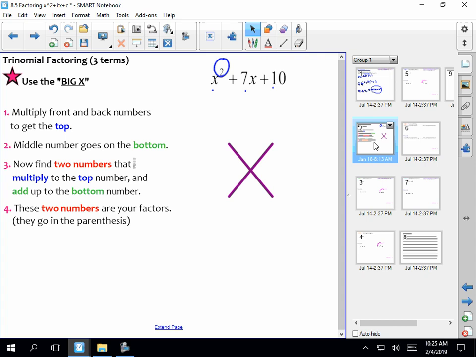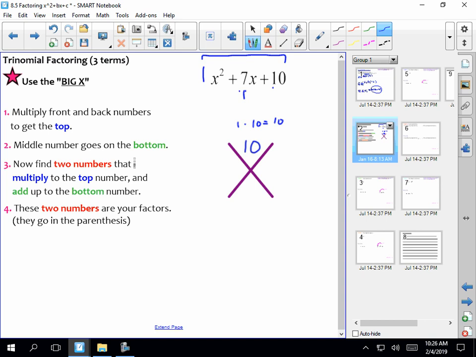So it says multiply the front and back numbers to get the top. So there is an unwritten front number here. We call it 1. There's an unwritten 1 in front of that x squared. The back number would be the 10. So when we say multiply the front and back numbers, it's the 1 and the 10. So 1 times 10 gives us 10, and we write that number right there in that big X. This is just a way to organize your work for thinking about factoring. It says the middle number goes on the bottom. The middle number is this 7 right here.